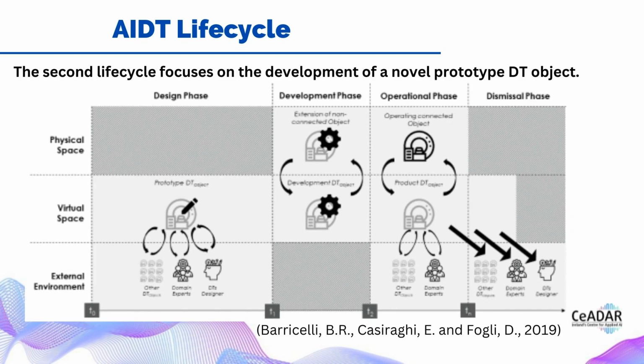And in the second life cycle, the object already exists but does not have a connected digital twin. The design phase focuses on developing a prototype digital twin, while the development phase involves developing the connections between the physical object and the digital twin. The operational phase involves the concurrent use of both the physical object and its digital twin, which are eventually dismissed when the life cycle comes to an end.